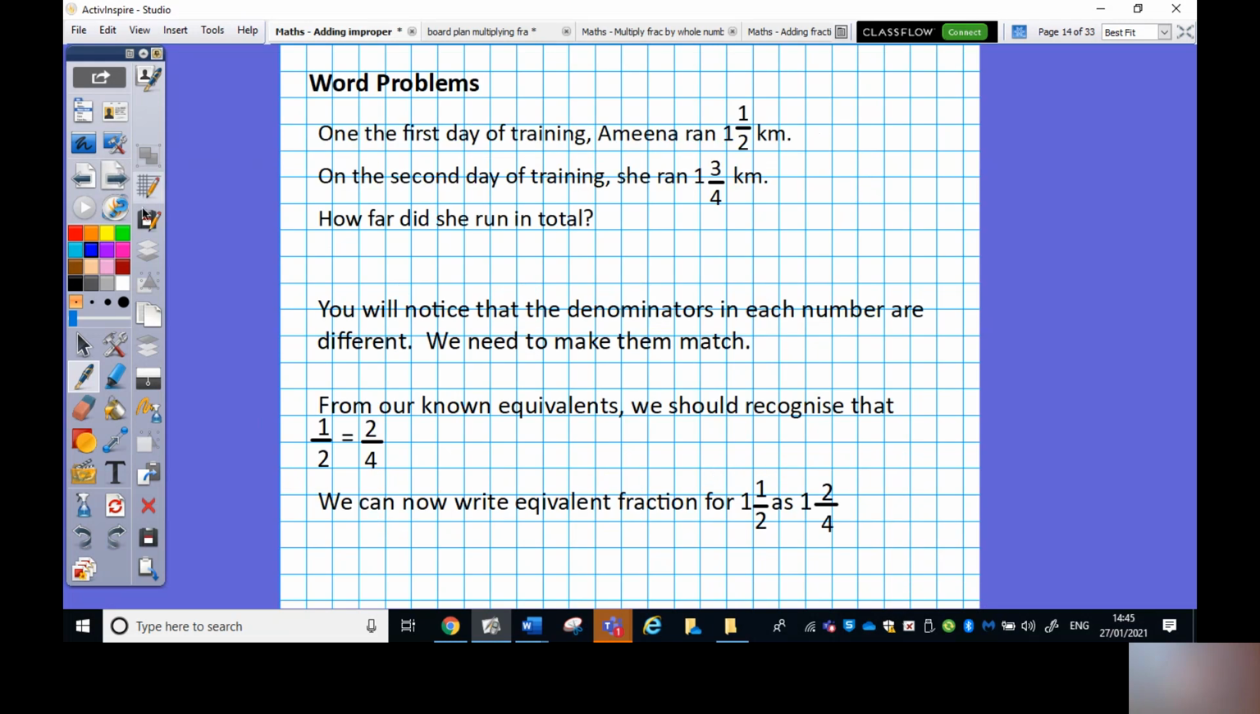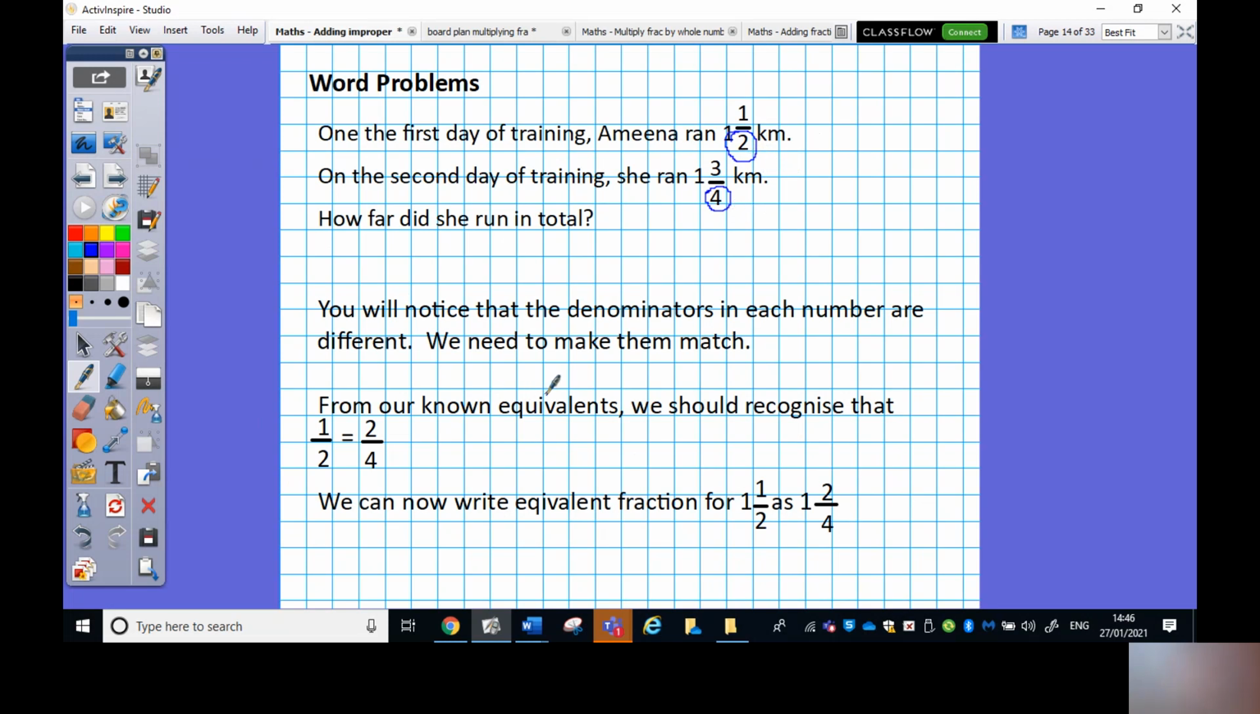Great job. Okay, now let's take a look at word problems. Number 1. On the first day of training, Amina ran 1.5 kilometres. On the second day of training, she ran 1 3/4 kilometres. How far did she run in total? Now you'll notice that the denominators in each number are different. Okay, and we need to make them match.